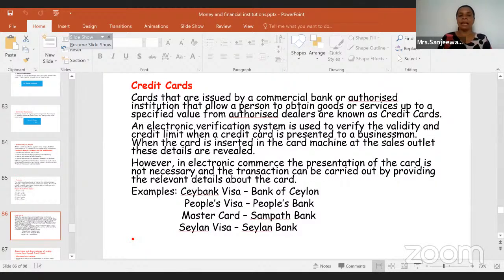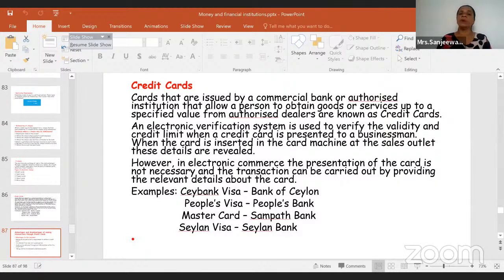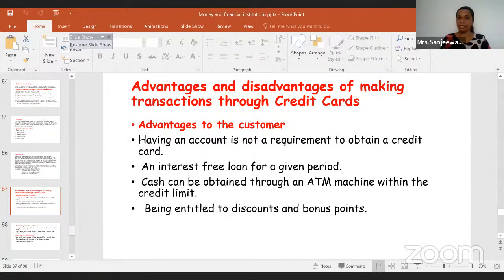Then what are the advantages and disadvantages? First of all, we'll see advantages to the customer. Having an account is not a requirement. I told you, that is one of the advantages. An interest-free loan for a given period, right? If you can pay during that period, no interest, right? Cash can be obtained through ATM if you need, right? You can get bonus points and discounts.